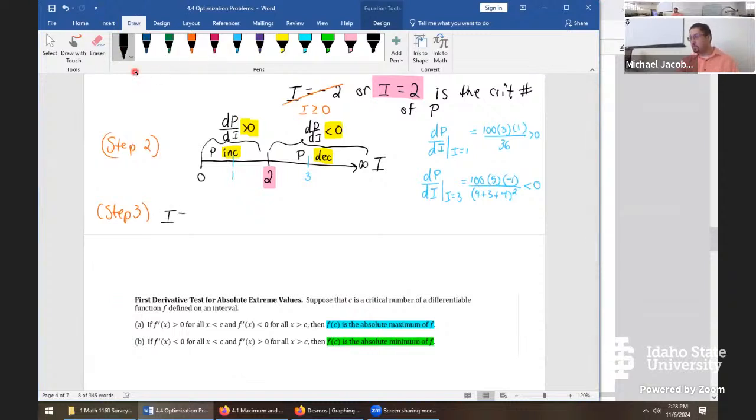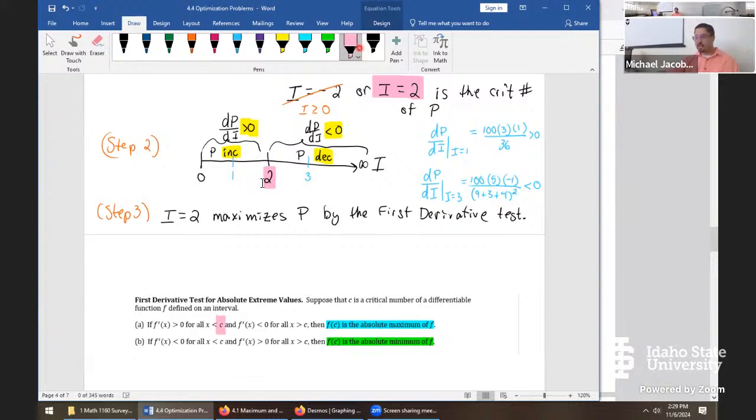I equals 2 maximizes P by the first derivative test. Again, what the first derivative test says, if you have an absolute maximum, then there's some critical number C.